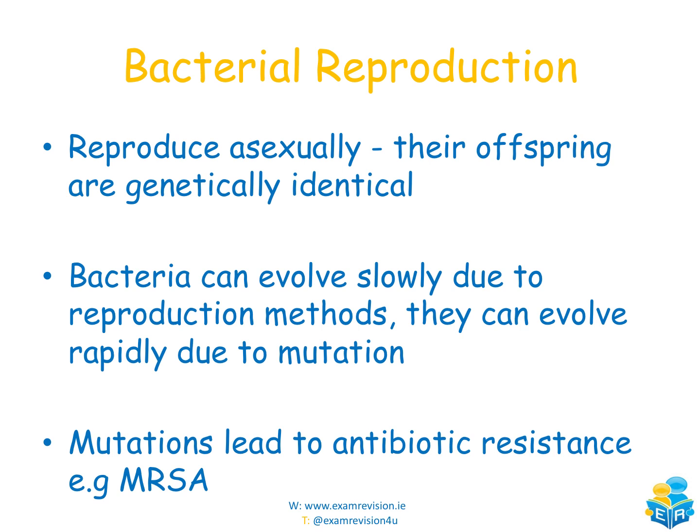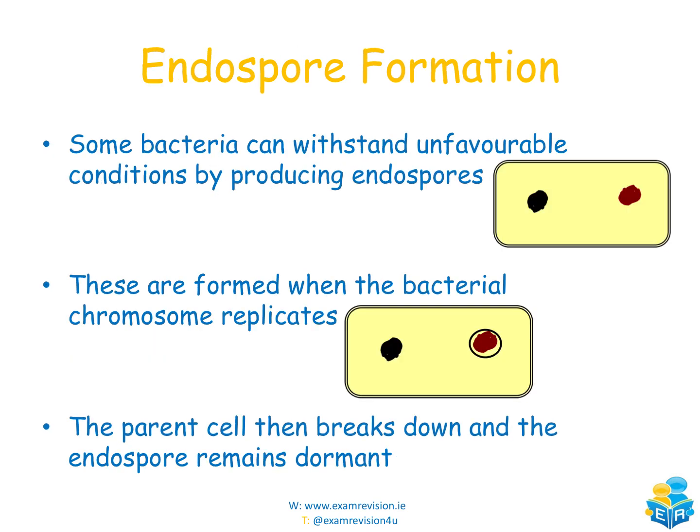Now we've mentioned this already, but bacteria reproduce asexually. Their offspring are genetically identical to the parent bacteria, and they evolve really slowly due to reproduction methods. They can evolve rapidly due to mutation, and antibiotic resistance is one example of that. And that's exactly what it's saying here. Mutations can lead to antibiotic resistance, and an example of that is methicillin-resistant Staphylococcus aureus. So this is the MRSA bug. Sometimes you would have heard of that in hospitals. It's really, really difficult to eradicate because it's resistant to most forms of antibiotics.